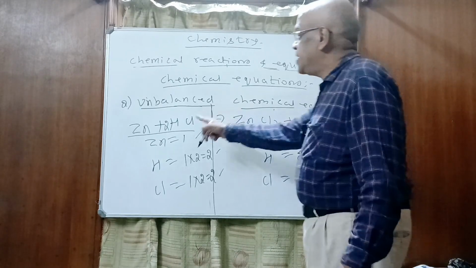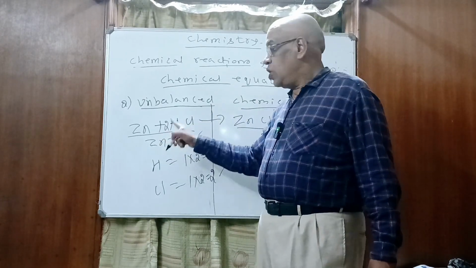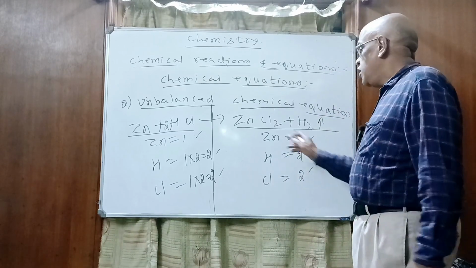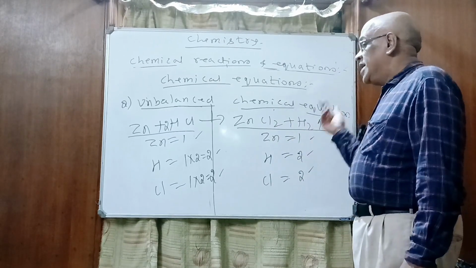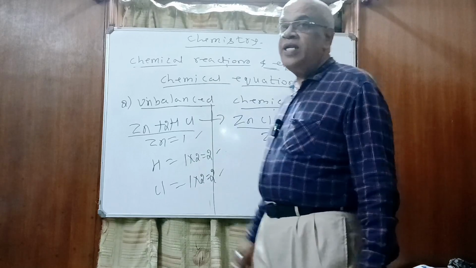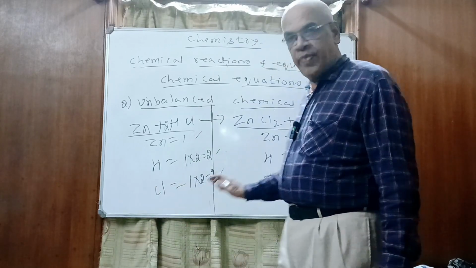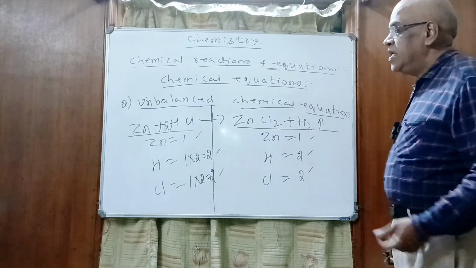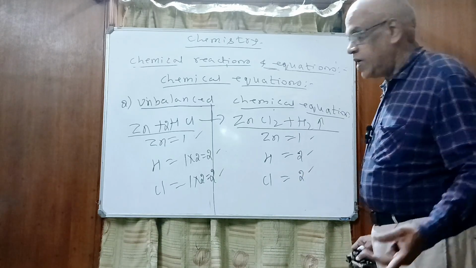When you multiply HCl on the reactant side by 2, chlorine as well as hydrogen both get balanced, because chlorine and hydrogen are double than what they are on the reactant side. Easy enough, children? 1 mark question. Or if they ask for definition 1 mark, give an example 2 marks.